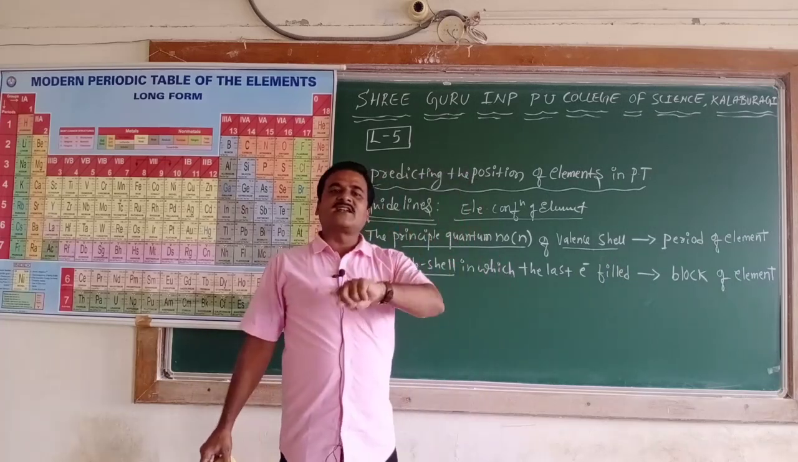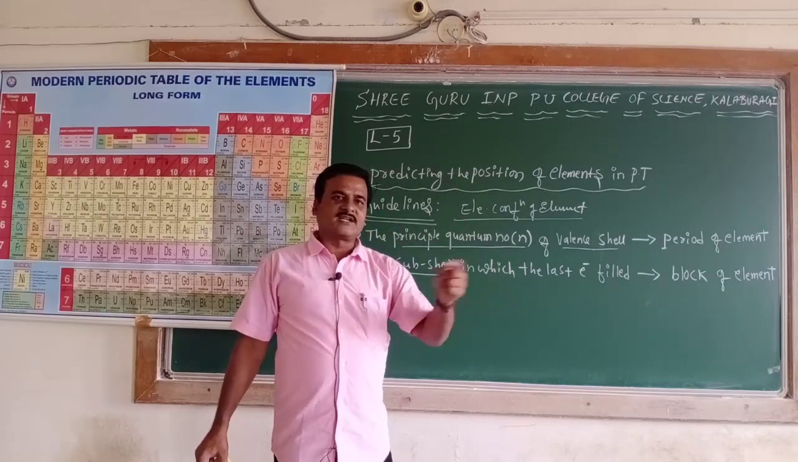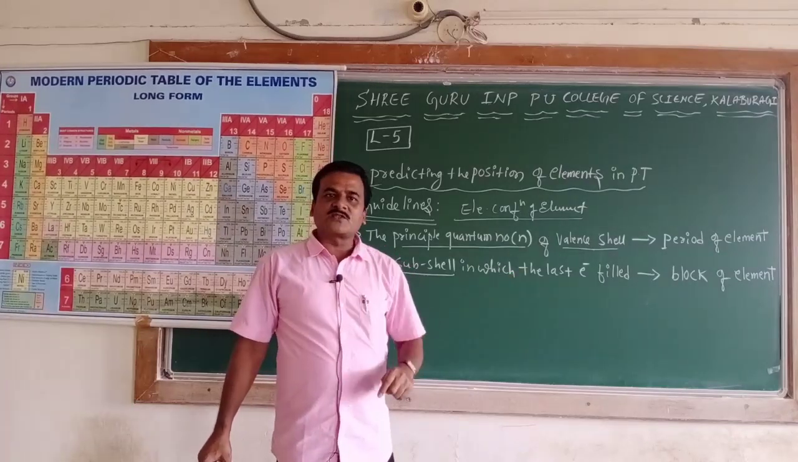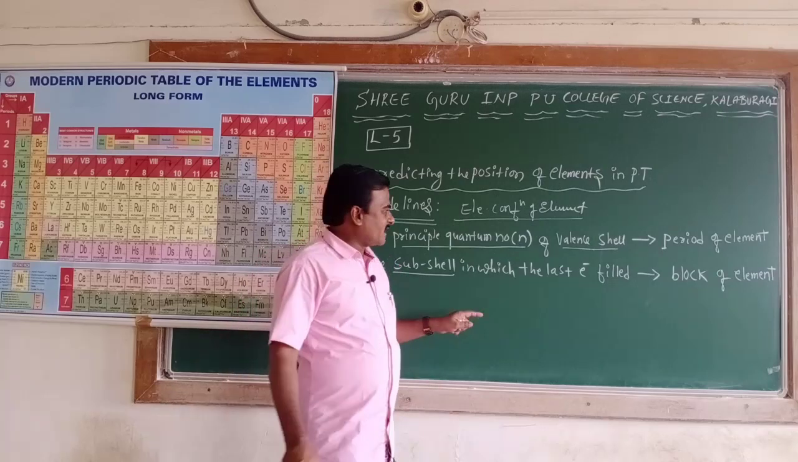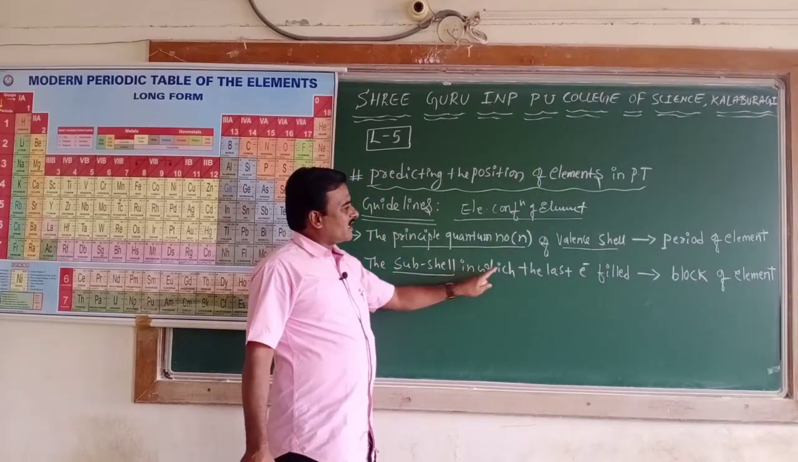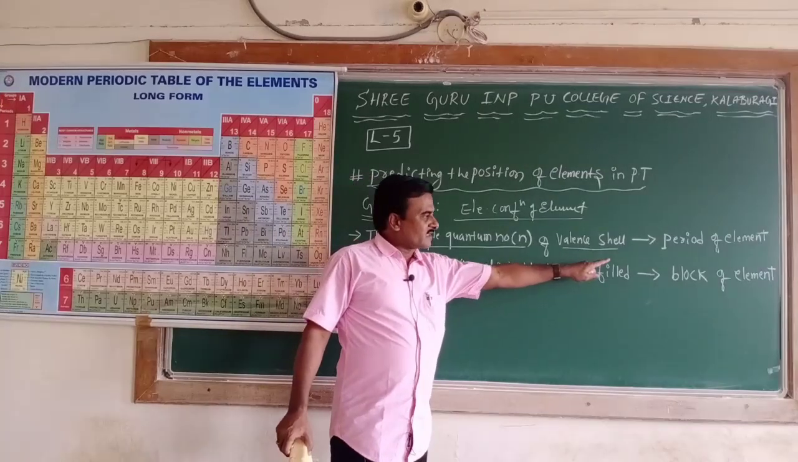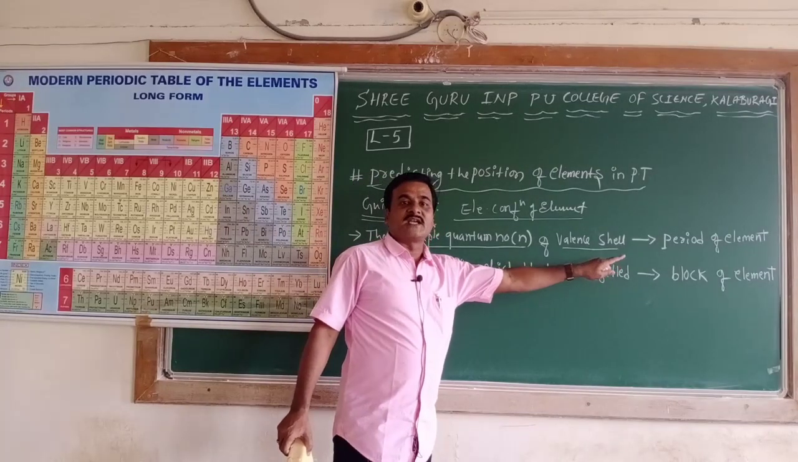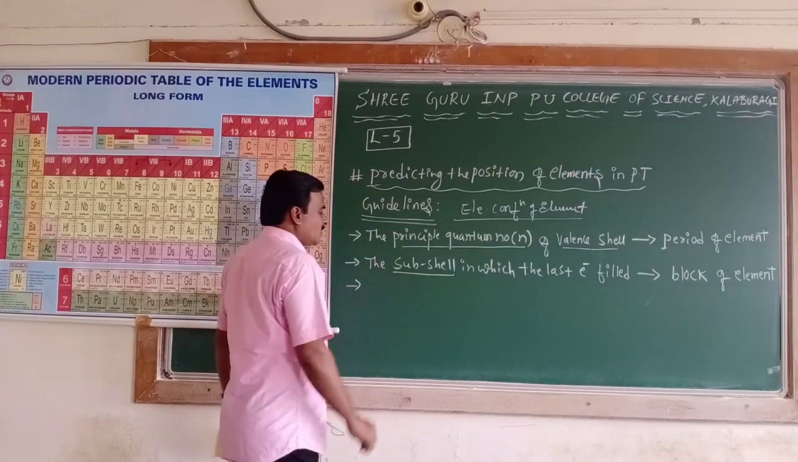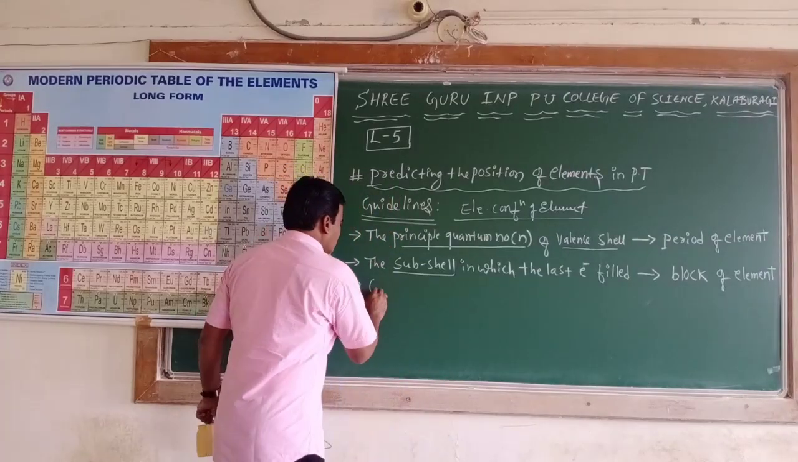If the last electron enters the s subshell, it belongs to the s block, and if it enters the p subshell, then it belongs to the p block element, like that. The second guideline: the subshell in which the last electron is filled gives the idea about the block of the element to which it belongs. And the third, group number.